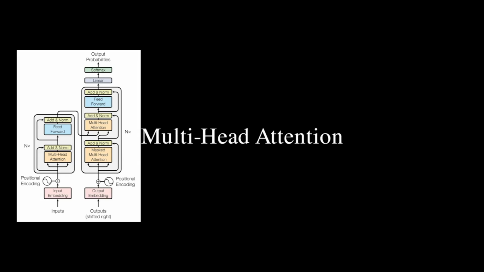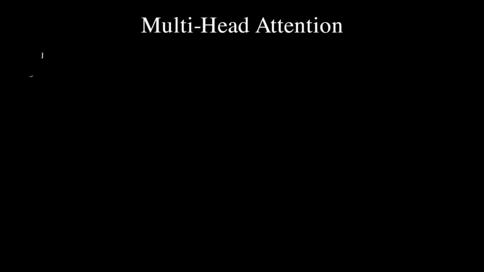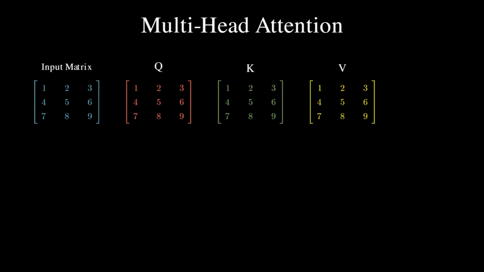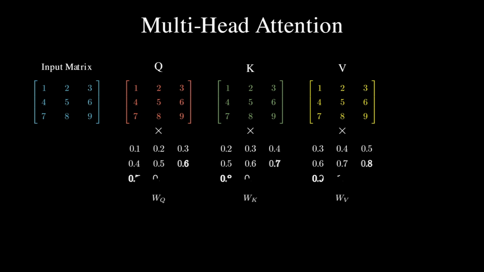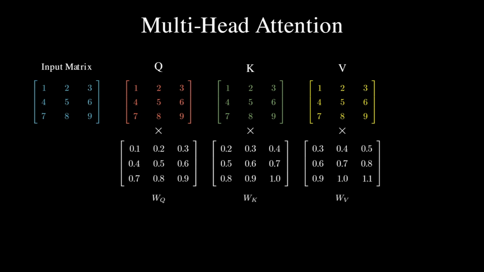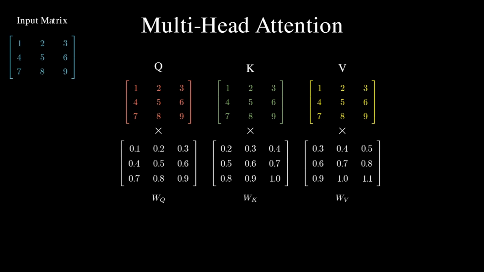Next is the multi-head attention, the first and most important step of the encoder and decoder block. First, we have an input matrix. We can think of this matrix as 3 words encoded with their position with a dimension of 3. Then we make QKV matrices, which are exact copies of our input matrix. We multiply them to their respective learnable weight matrices to get Q prime, K prime, and V prime.